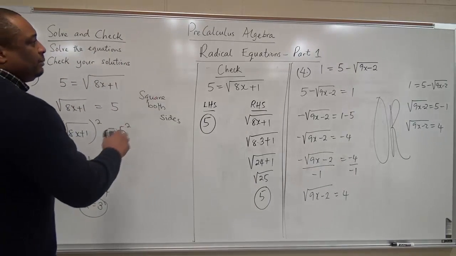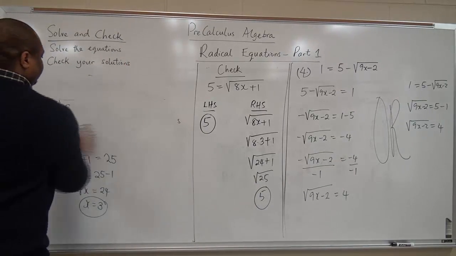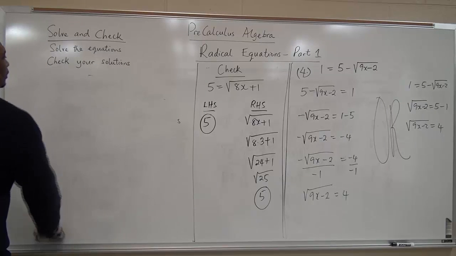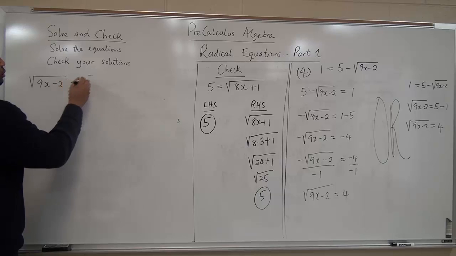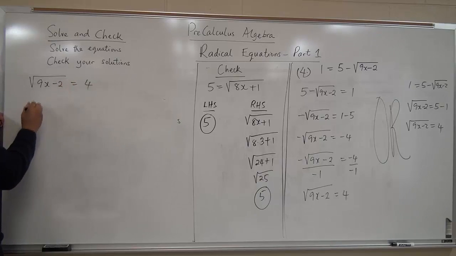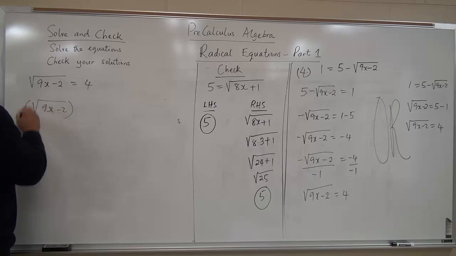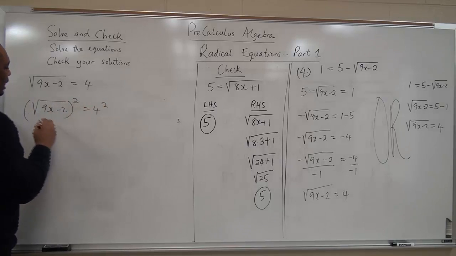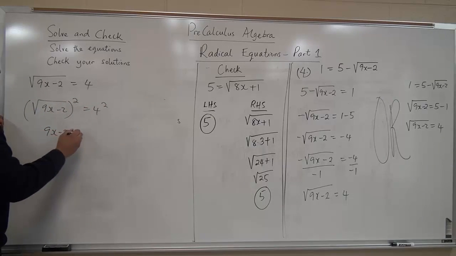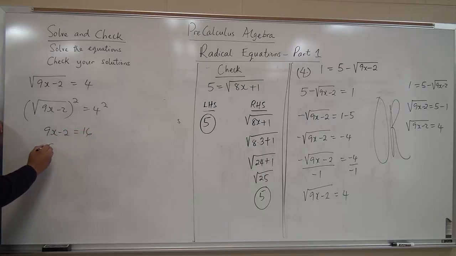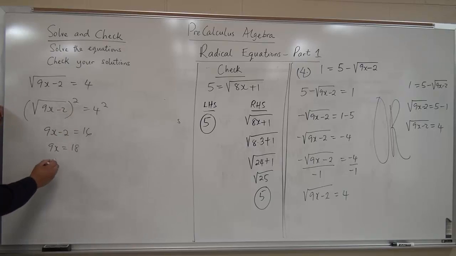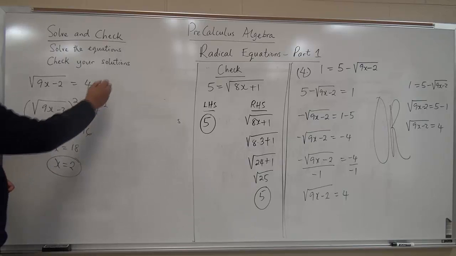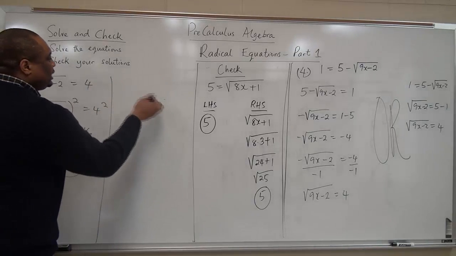All right, so let's finish that up. We now have that square root of 9x minus 2 equal to 4. Square both sides. If we square both sides, we have that 9x minus 2 is equal to 16. So 9x will be equal to 18, because 16 plus 2 is 18. And x will be equal to 2. Right? So after this, what do you do next? You check your work.